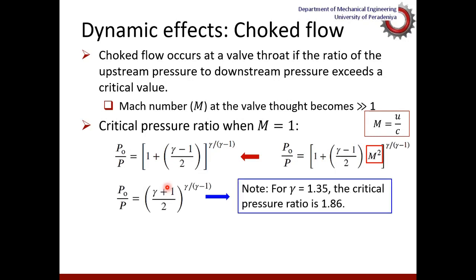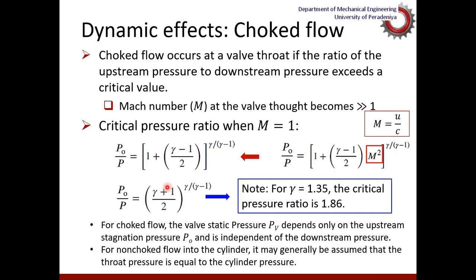For example, for a mixture of gamma equals 1.35, the critical pressure ratio is 1.86. When the pressure ratio goes more than or equal to 1.86, then the flow becomes choked. So the flow becomes critical. So this is what I just said about the condition.